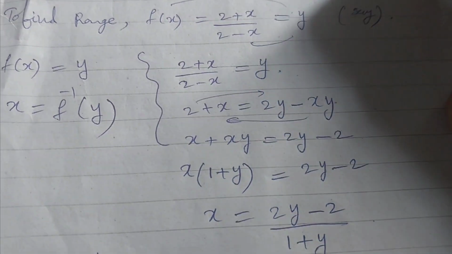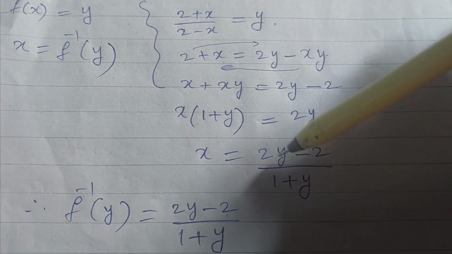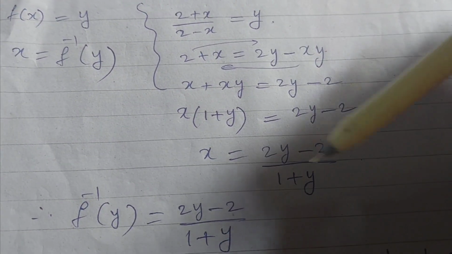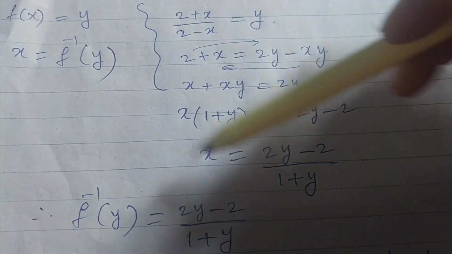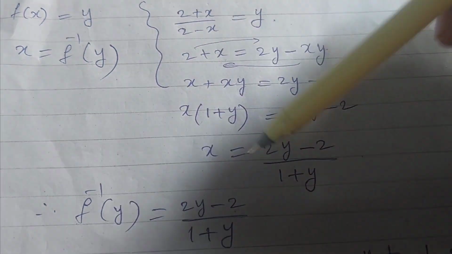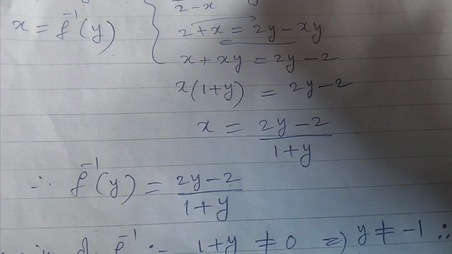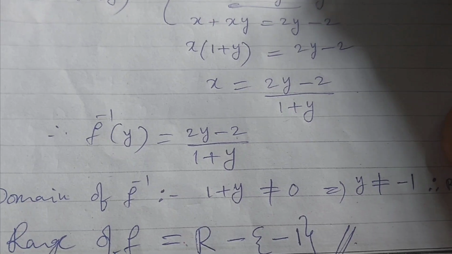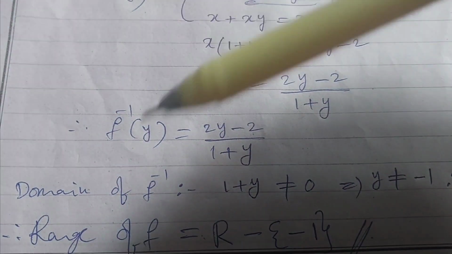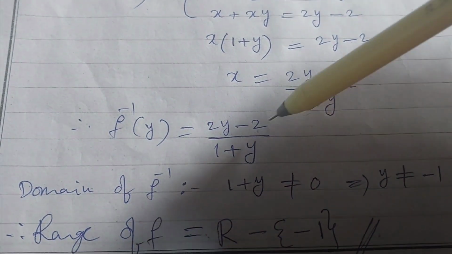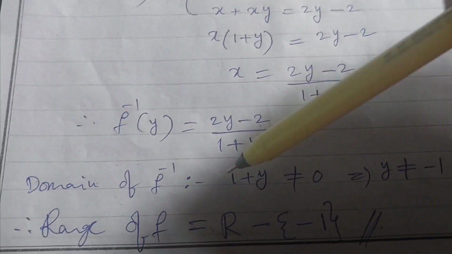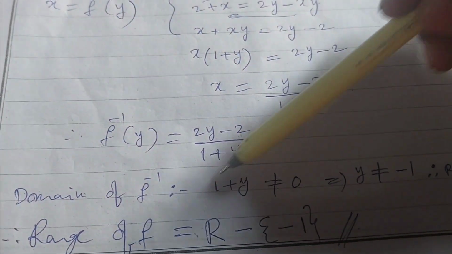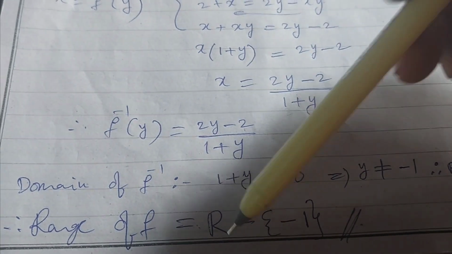So here x is equal to, the multiplied term comes to divide. So equation 2 is this one, equation 1 is this one. So LHS are equal, we can equate the RHS. So f inverse of y answer is 2y minus 2 by 1 plus y. So to find the domain of f inverse, 1 plus y is not equal to 0. So y value is not equal to minus 1. So domain of f inverse is nothing but range of the f.